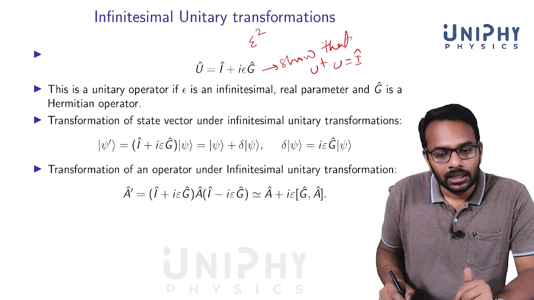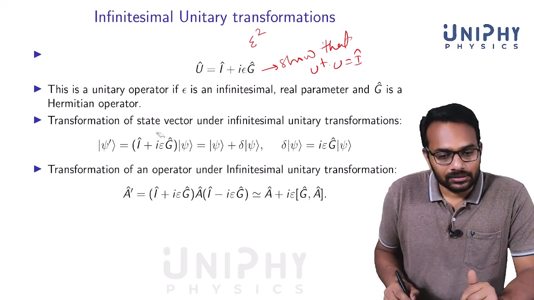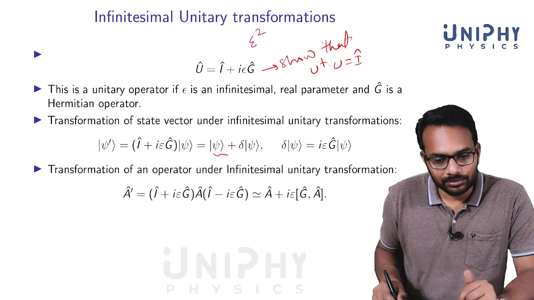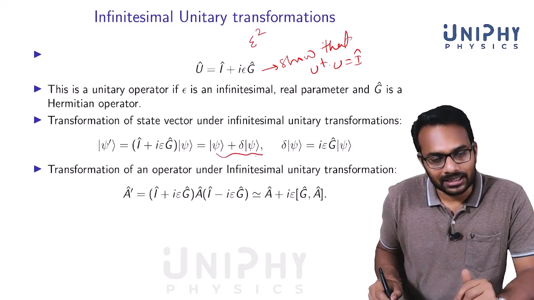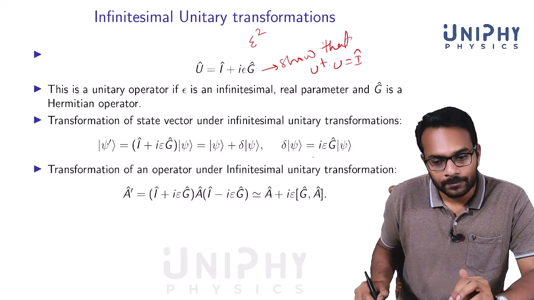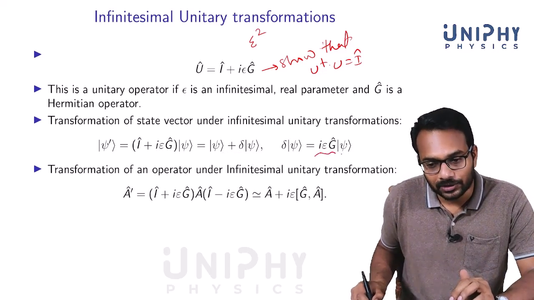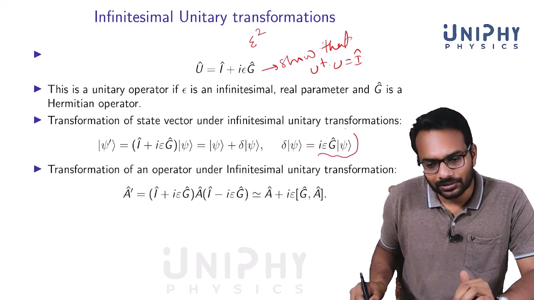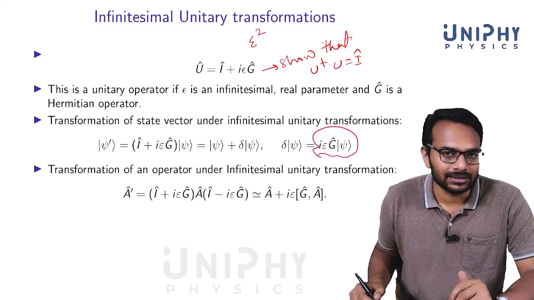Now, what happens to a state vector under an infinitesimal unitary transformation? We can say psi goes to psi plus delta psi. It changes infinitesimally. And what is this delta psi? It's i epsilon G acting on psi. You will come across such things. These are important rules.